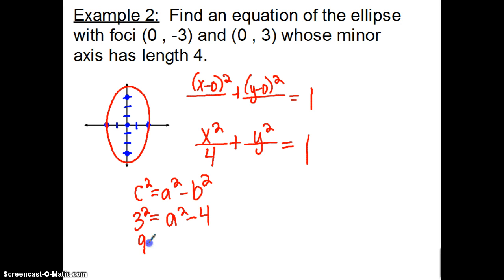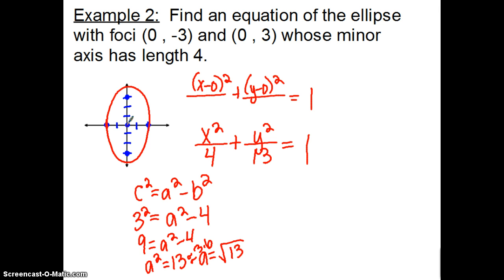So 3 squared is 9. All right, and then I would add the 4, and I get 13. So a, which I'm referring to as my y direction radius, is actually square root of 13. So when we plug that into our equation, square root of 13 squared is going to give me a 13 on the bottom. And square root of 13 is approximately 3.6, which makes complete sense, since the distance from the center out to this ellipse up here and down here would be more than the 3 to the foci, 3.6 to be exact.